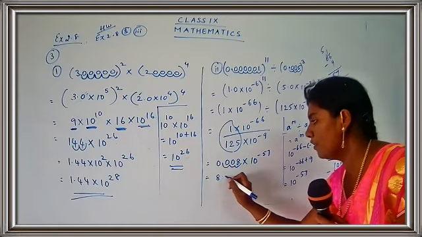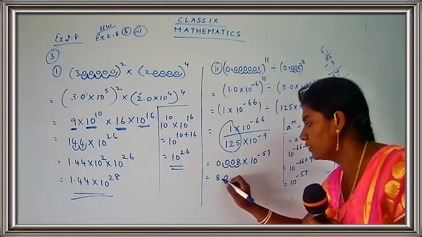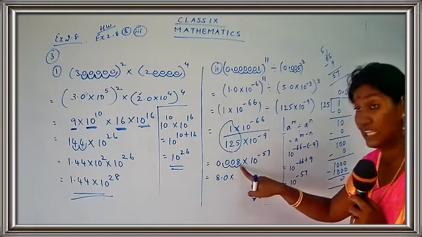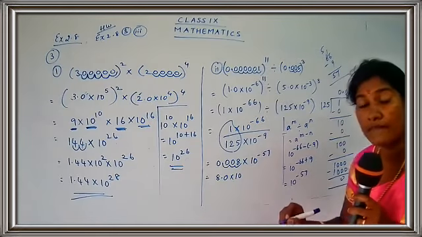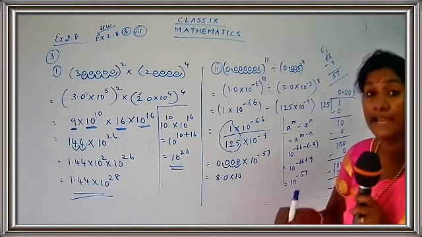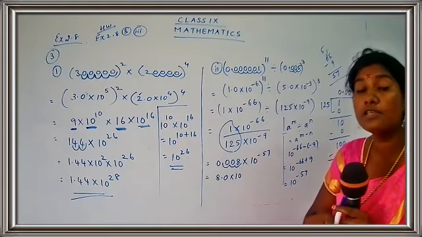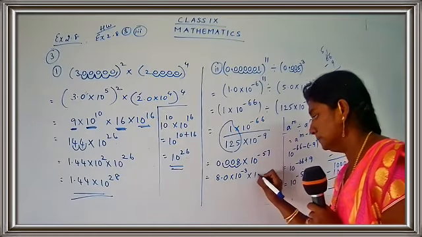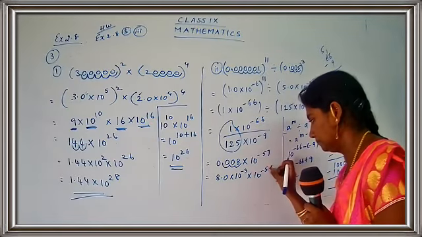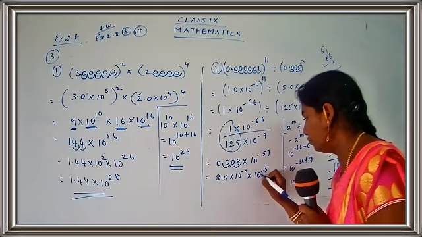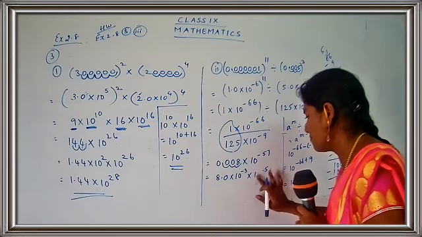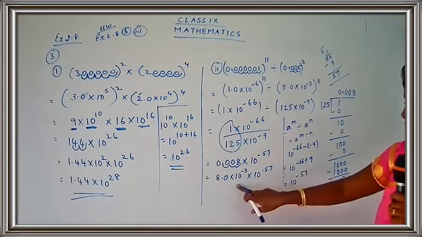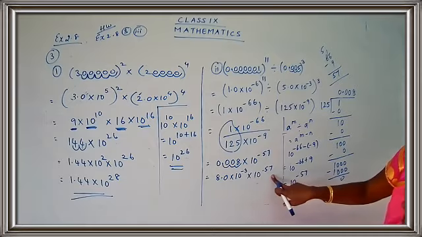I'll get 8.0 into. Okay, how many positions have we shifted the decimal point? 1, 2, 3. Okay, so 10 raised to, what is the power? Is it plus 3 or minus 3? Minus 3. Very good. Why minus 3? Because we are moving to the right side. So 10 raised to minus 3 into 10 raised to minus 57. So I get 8.0 into 10 raised to minus 3 into 10 raised to minus 57.